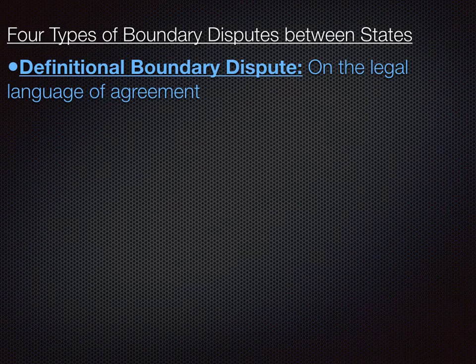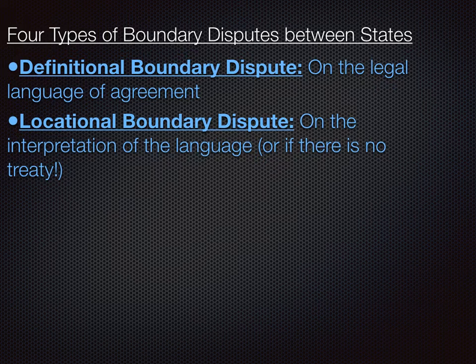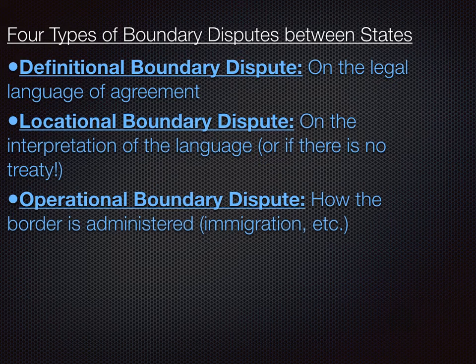So, the 4 types of boundary disputes that happen between states. The first type is a definitional boundary dispute. Some states have a dispute on the legal language of the agreement. They don't agree what it means, and oftentimes this comes down to things like rivers or other areas of land that are harder to define. Another is a locational boundary dispute, on the interpretation of the agreement, or if there is no agreement to interpret. If there's no agreement in the first place, then oftentimes the location of where the boundary exists is in dispute between 2 states.